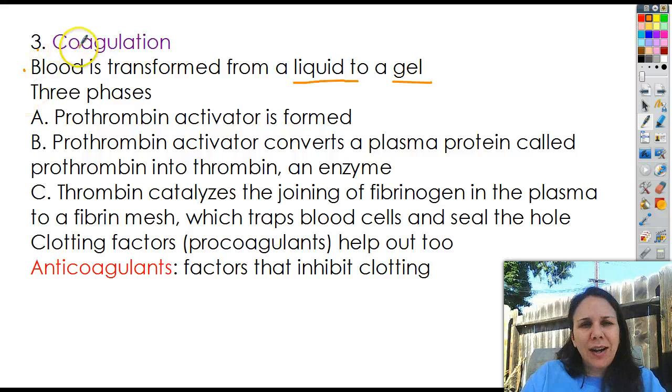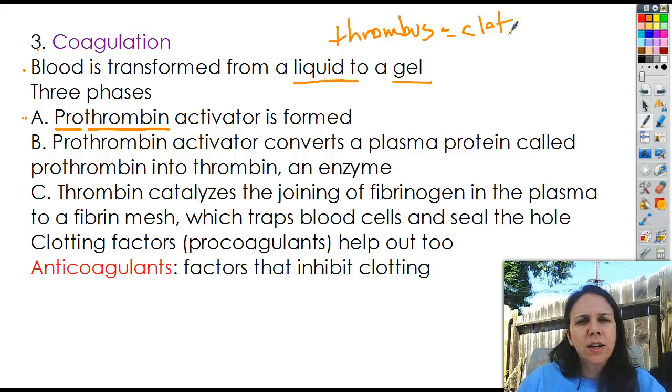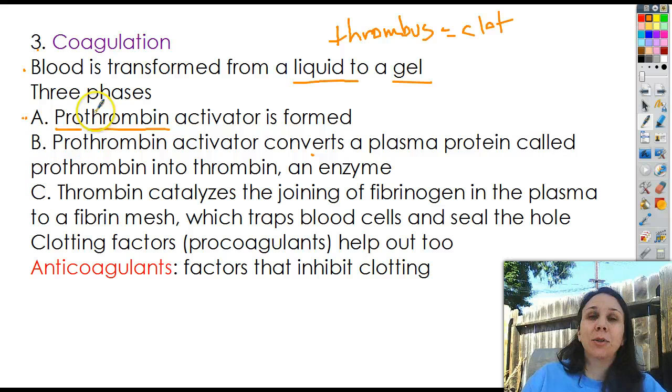Now, there's three phases to coagulation. The first thing is this thing called prothrombin is going to be formed. Pro, for, yay, I'm very pro this. I'm pro thrombin, because the word thrombus comes up later, but it's probably good to know now. Thrombus means clot. And so prothrombin means I'm pro-clotting, yay. So there's an activator that's going to be formed, and this activator converts a plasma protein called prothrombin into thrombin, which is an enzyme.